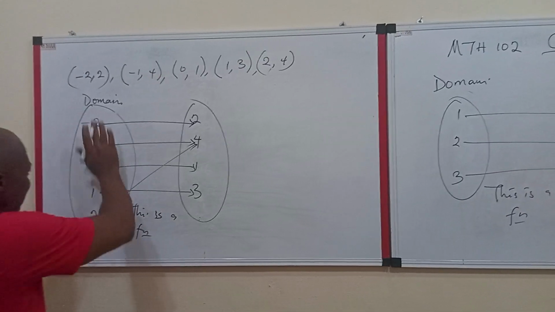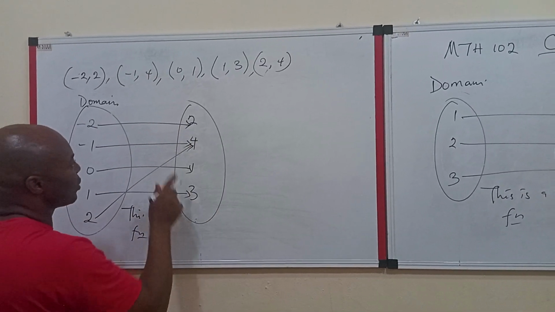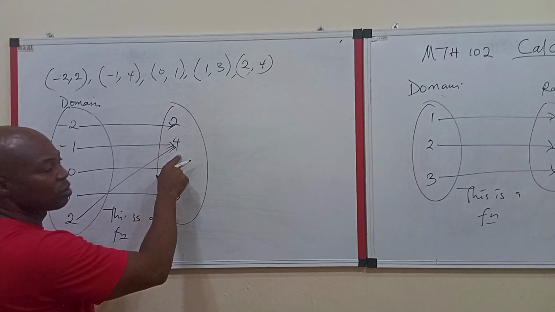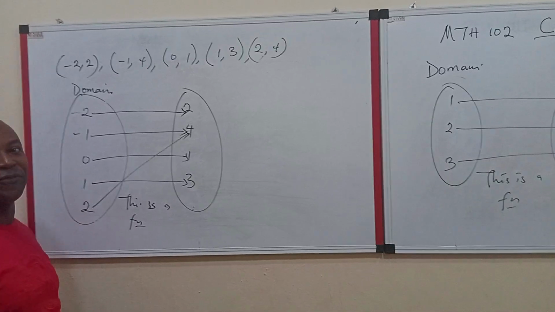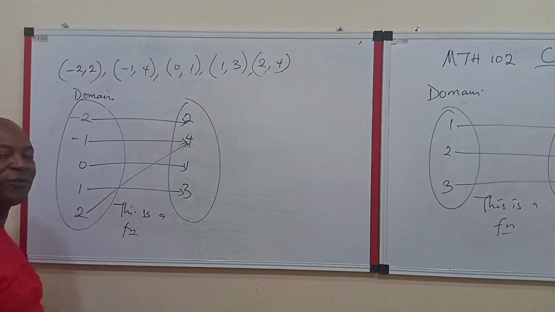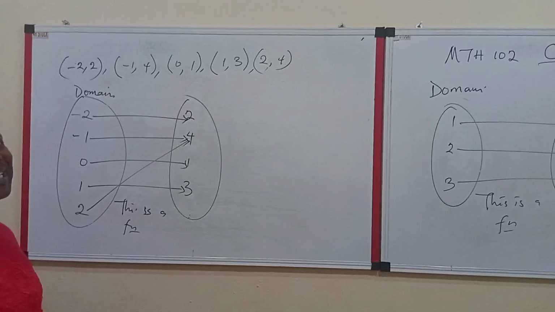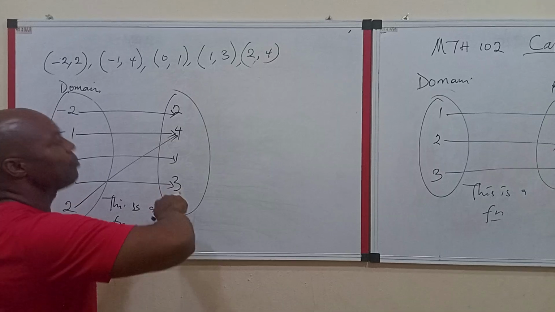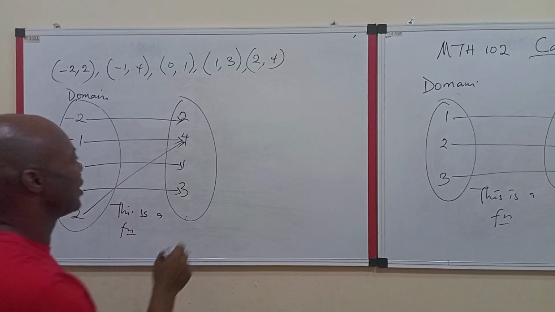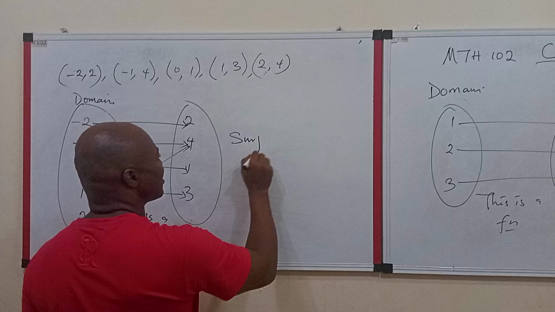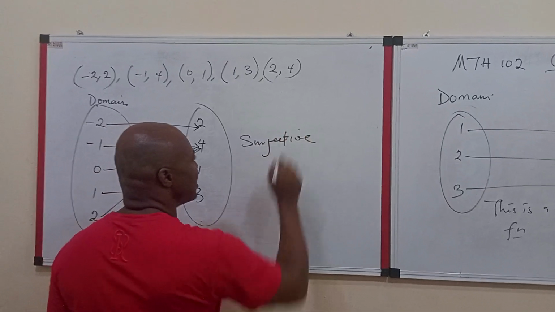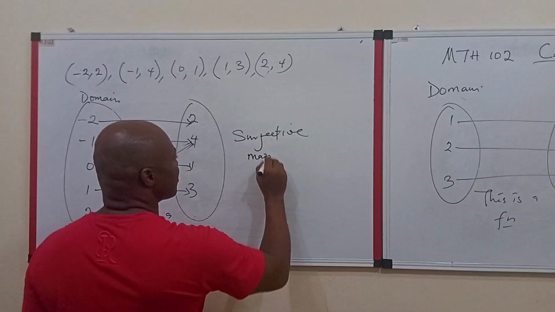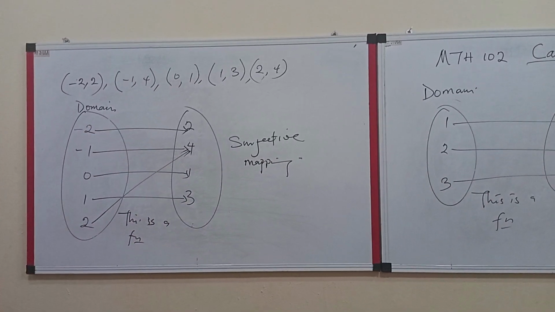Now let us look. This is a function here. But on this other side, this one comes one time, but this one now, two things come to this one. So it already fails for the injective side, and since it fails the injective side, it cannot be bijective too. But for the other criterion, all of them have something touching them. Yes, all of them. So this one we will get a surjective mapping.